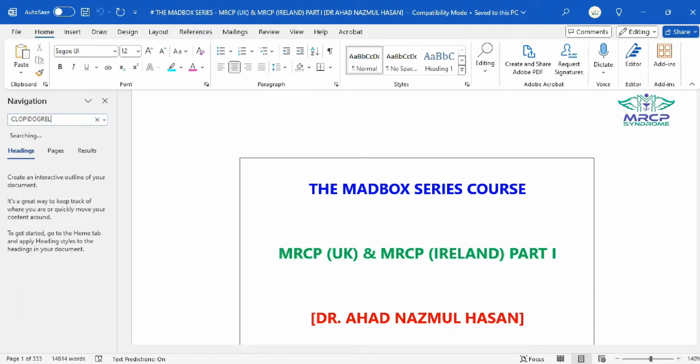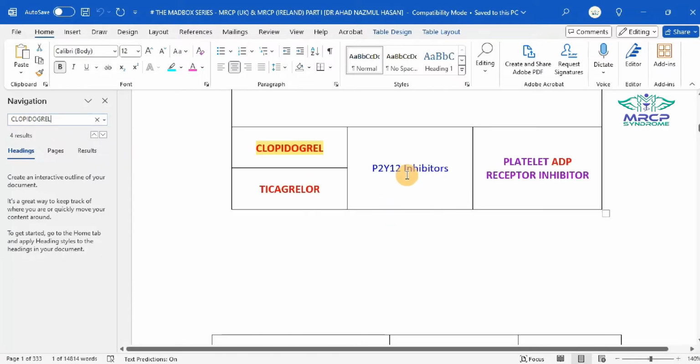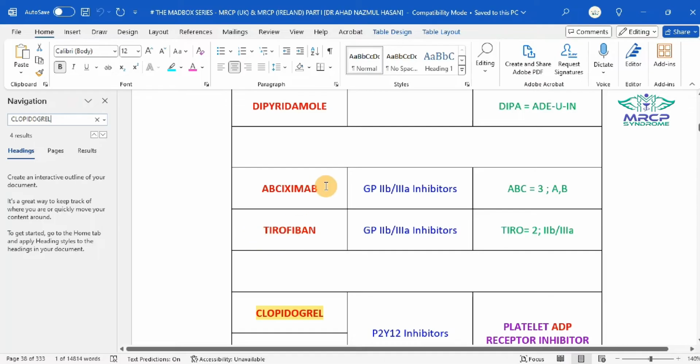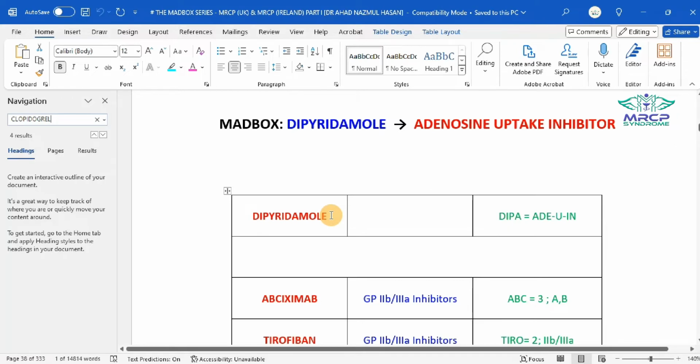Inhibition of P2Y12. These are the P2Y12 inhibitors. They are also known as platelet ADP, adenosine diphosphate mediated platelet receptor inhibitors, or they cause inhibition of ADP mediated platelet aggregation. This is the mode of action of clopidogrel and ticagrelor. And there is another group of drugs: abciximab, tirofiban, and eptifibatide. They are the glycoprotein 2b3a inhibitors. And dipyridamole is the adenosine uptake inhibitor.